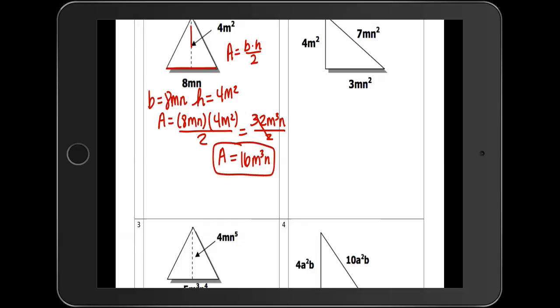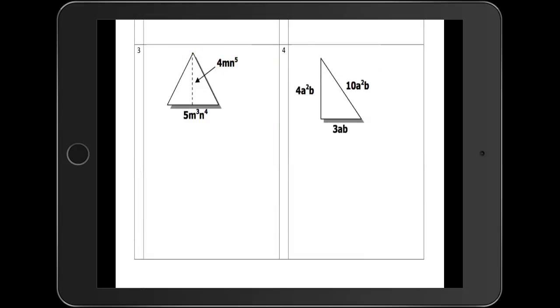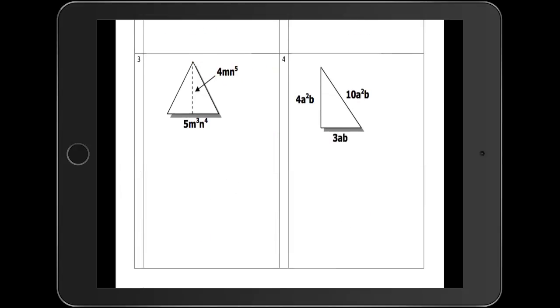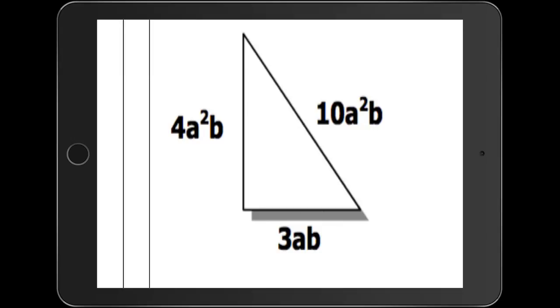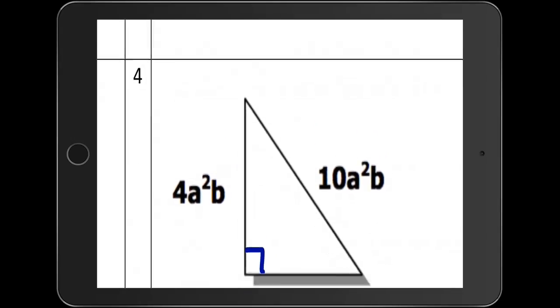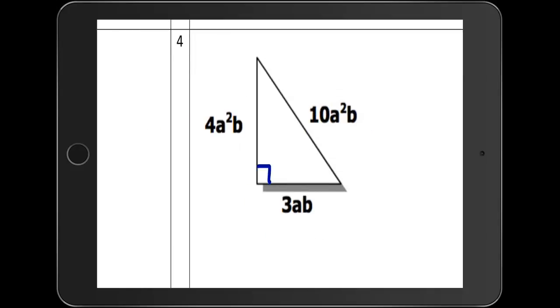Okay, so let's take a look at problem 4. It's a little bit different because here I have a right triangle. It doesn't say that in the problem, but I'm telling you right now this is a right triangle. You can put the square there if you want to.